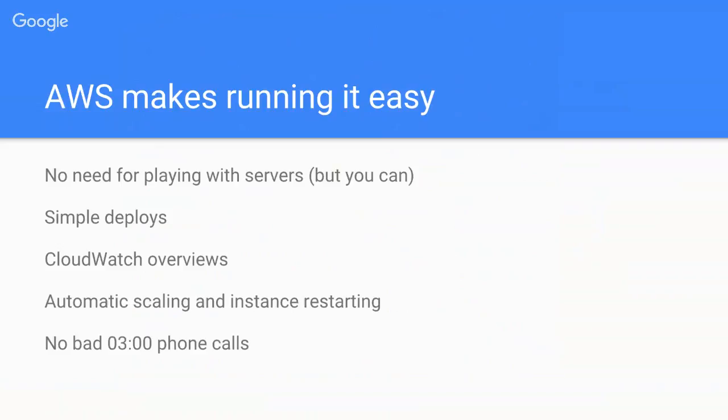Yeah, it's easy. So don't play around with servers, push your code, it works. You still have access to the application servers. You can still SSH in if you really want to do something or if you need it for debugging or something. But it takes a lot of that away. Deployment is simple. You get a good overview of the health of your application without having to have tons of tools installed. It scales, it replaces instances if something dies. And none of these 3 a.m. calls that it's down. Can you? No, none of that.